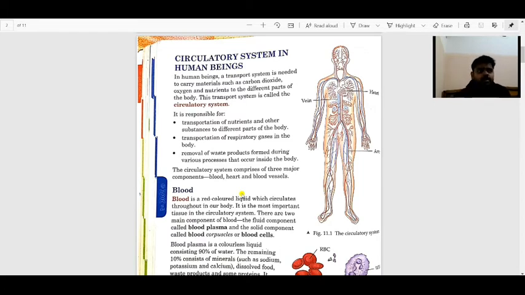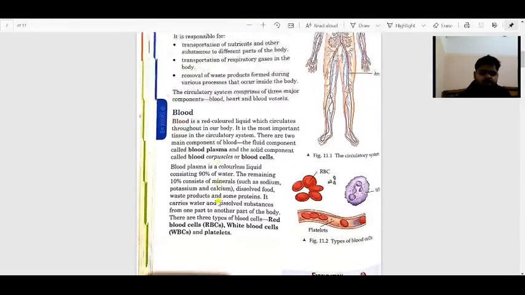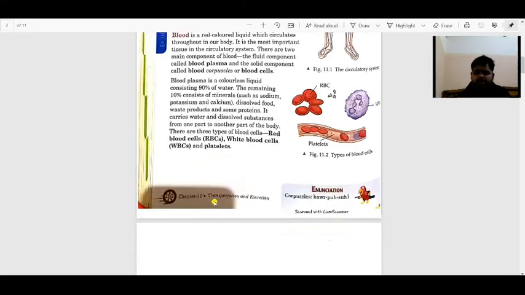The liquid part is primarily 90% water, with some minerals dissolved in it. As for the cell part, or blood corpuscles, there are three types of cells present in your body: red blood cells, white blood cells, and platelets. Red blood cells are the ones which give blood its color. They are very large in number and give blood its primary red color, so they are called red blood cells. White blood cells are white in color. Then we have platelets, which are very, very small in size.